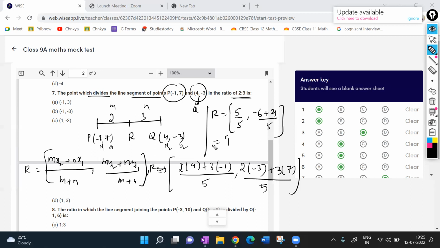So here how much do you get, beta? 15 by 5, so 3. 3 is the answer. Option D is correct. 1 comma 3 is the answer. Why? Because look at this here, 21 by 5. So 21 minus 6 is 15, and 15 by 5 is 3. So option D is correct. Hope you all got the answer. Next question.